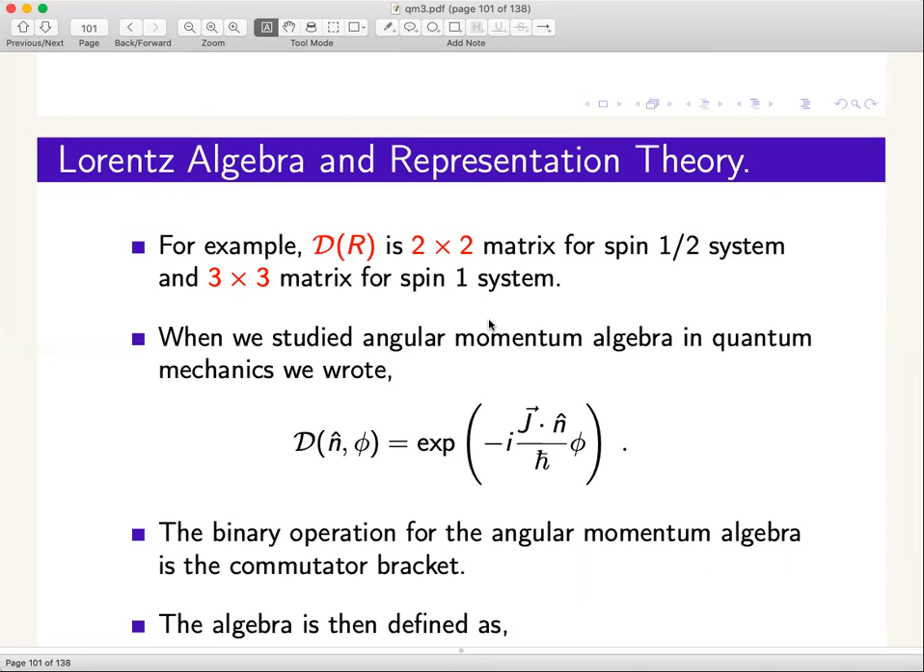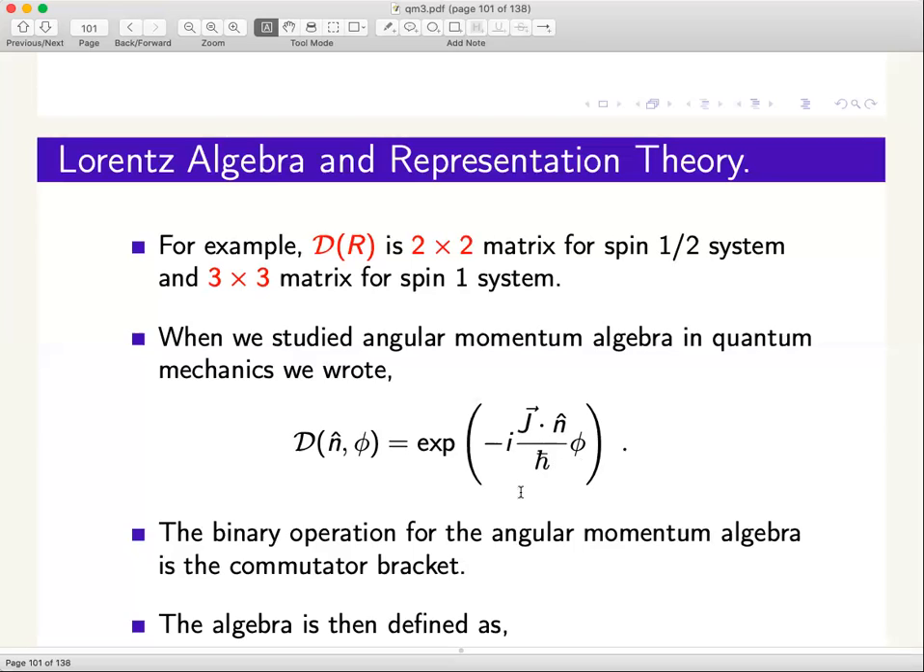But generally, as an operator, we would write down D in this following form, where J is the angular momentum generator, n is an arbitrary direction about which you do a rotation by angle phi. Then the D matrix corresponding to a phi rotation about an axis n is given by this exponential of minus i J dot n upon h bar times phi.